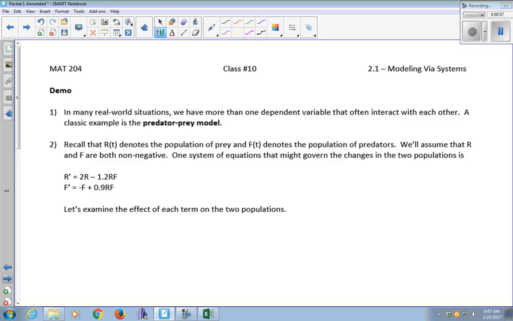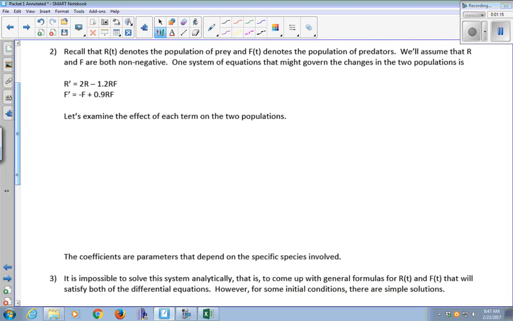Okay, modeling via systems. So in many real-world situations, we have more than one dependent variable that interact with each other. And a classic example is the predator-prey model. We talked about this model in one of our earlier classes. We're going to do some more work with systems today. So remember, R of t denotes prey, like for rabbits, and F of t denotes predators for foxes. So we assume that R and F are both non-negative, because you can't have a negative number of rabbits or foxes. And then here's a system of equations that might govern the changes in the two populations.